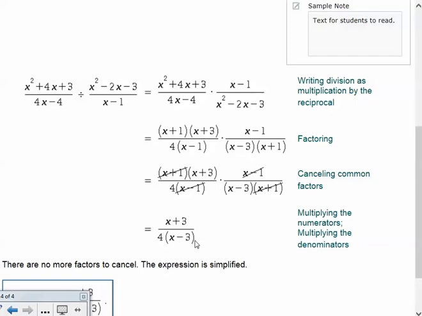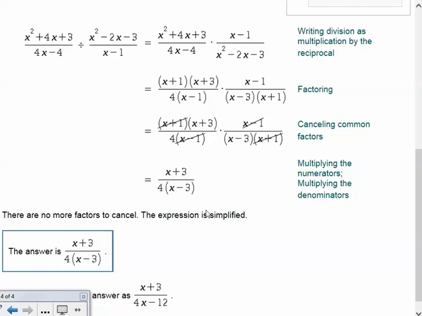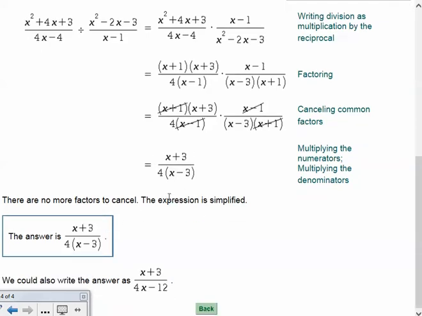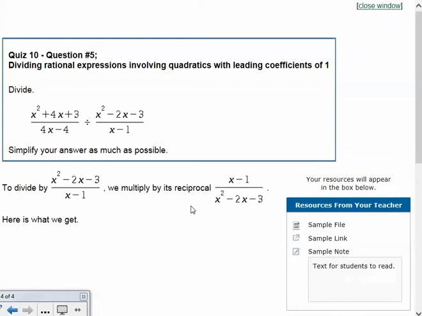There are no more factors to cancel, so you're asked to write this in simplest form. So for the final step then, all we can do to make this any simpler is go ahead and take the 4 times x minus 3 and make that 4x minus 12. And that is how you solve dividing rational expressions involving quadratics with the leading coefficients of 1.